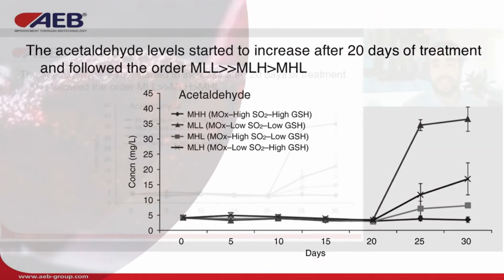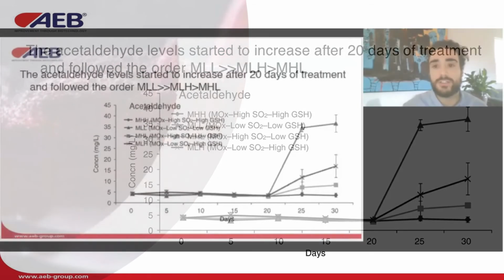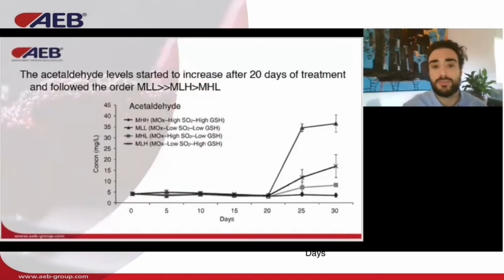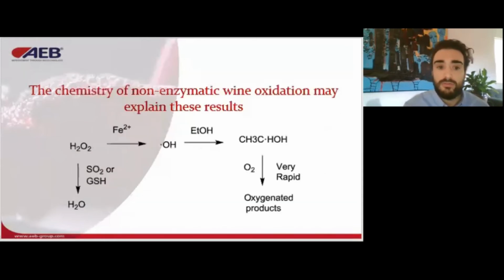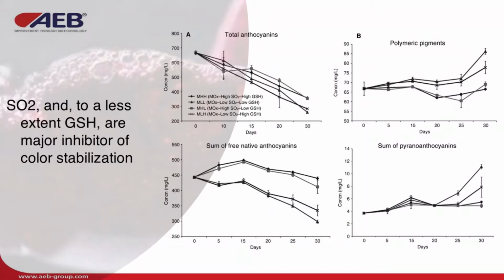The levels of acetaldehyde start increasing after 20 days of treatment, simultaneously to the rapid decrease in dissolved oxygen and when the concentration of SO2 was close to 0. This is a key indicator that SO2 is regulating the production of acetaldehyde in the MOX treatments, and is the first observation that glutathione can inhibit acetaldehyde production.